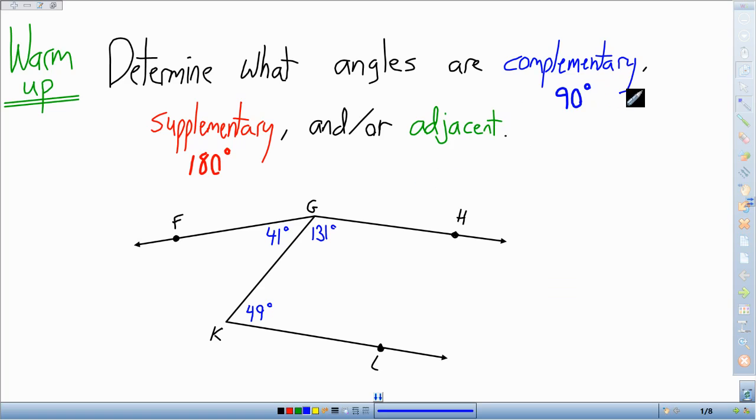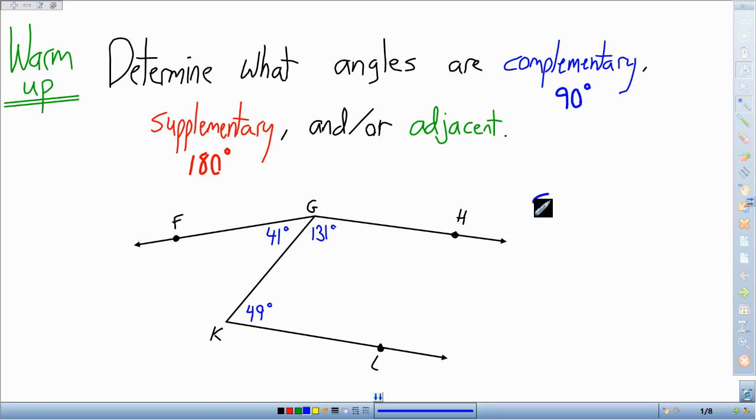Okay, so let's start by looking for some complementary angles. All right, so two angles that add to 90 degrees. I'm looking around and I'm thinking, okay, 41, those don't add to 90. 41 and 49. Yeah, those would be considered my complementary angles because they add to 90, right? 41 plus 49 is 90. We need to name these angles though.